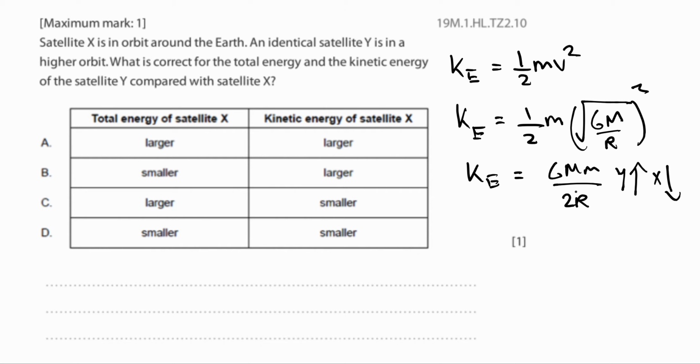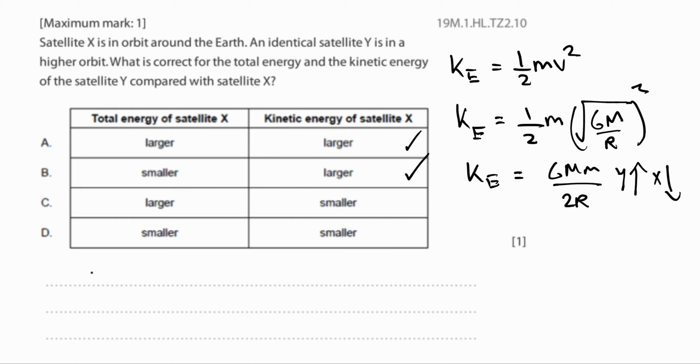If you have a greater value for r, since there's an inversely proportional relationship, when r increases, kinetic energy decreases. So as X has a smaller radius than Y, its r is also smaller, so its kinetic energy is greater. Okay, so it's got to be either this or that, because kinetic energy has to be greater. But we also know we need to find total energy.